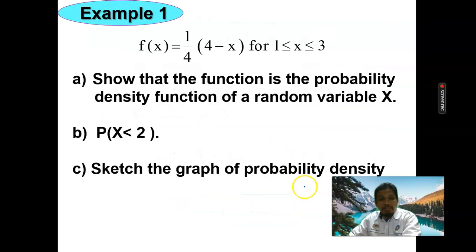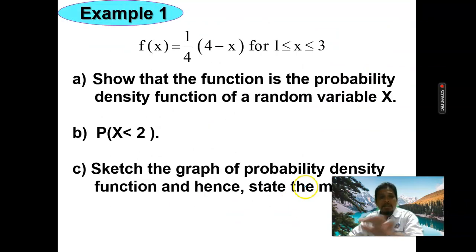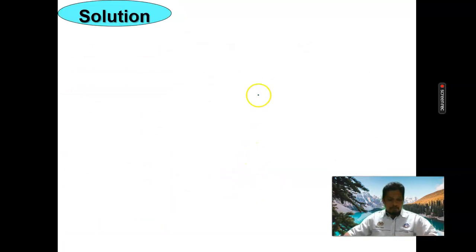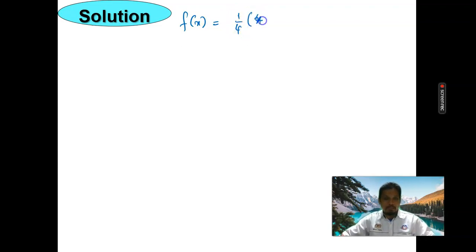Example 1. Show that the function is a probability density function of random variable x. Find the probability of x less than 2, sketch the graph and state the mode. So class, first of all, the given function is f(x) equal to 1 over 4 times (4 minus x), for x that lies between 1 and 3.